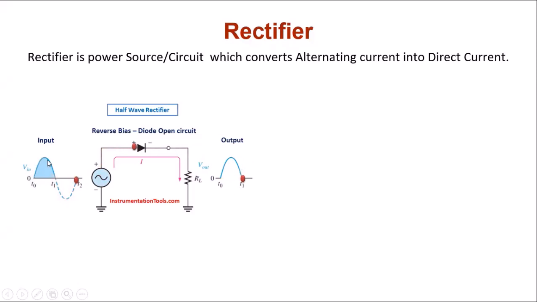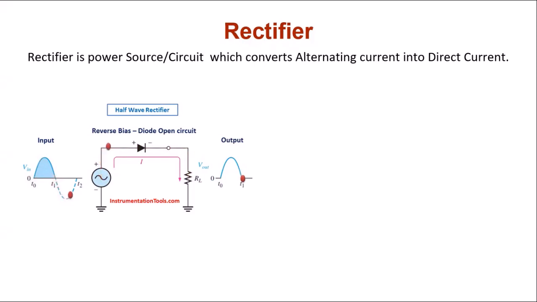Now, how the circuit functions: we are using a diode, and we are applying the positive terminal of the diode to the positive terminal of the AC signal and the negative terminal of the diode to the negative terminal of the AC signal. In forward bias, the diode works and it allows the current to flow through it. In reverse bias, it will not work and will not allow the current to flow through it. This is the general concept of diode.